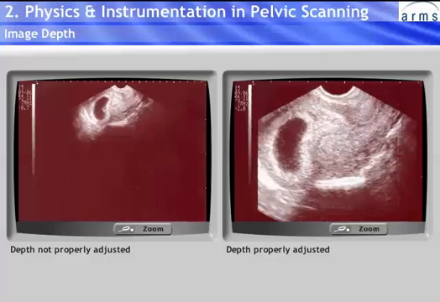This example shows a transvaginal image of an early pregnancy. On the left, the depth has not been properly adjusted. On the right, the depth has been adjusted properly and the pregnancy is much easier to view. In addition, when depth is set correctly, detail within the gestational sac, such as the yolk sac or embryo, is seen.